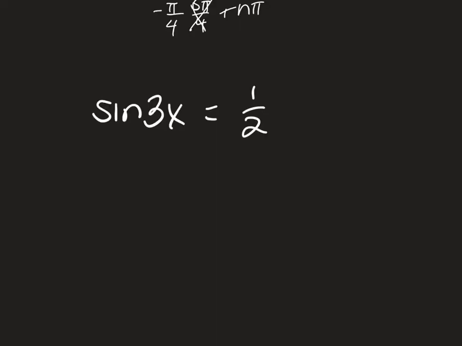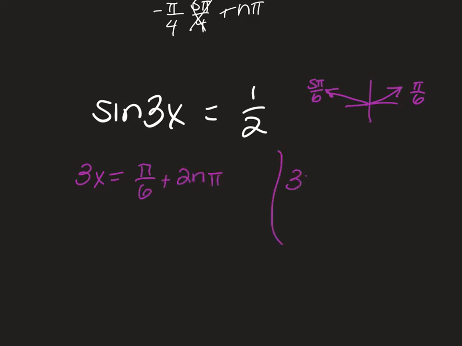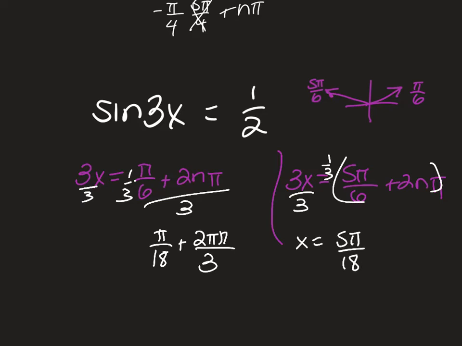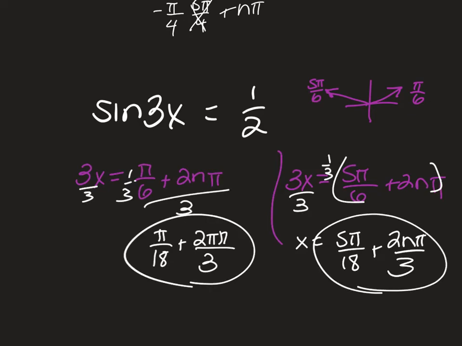Without an interval, I would have said sine is 1/2 at pi over 6 and at 5 pi over 6. So 3x would equal pi over 6 plus 2n pi, and 3x equals 5 pi over 6 plus 2n pi. And then I would have had to divide by 3 or multiply by 1/3. So I'd get pi over 18 plus 2 pi n over 3, and 5 pi over 18 plus 2n pi over 3. And those would be your answers if there was no interval.